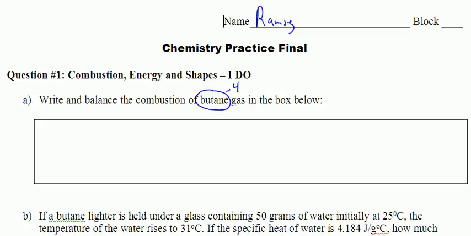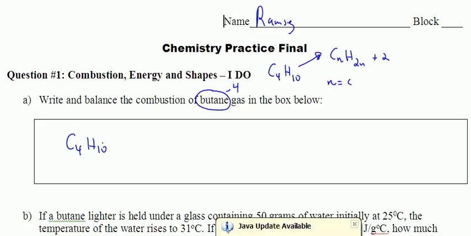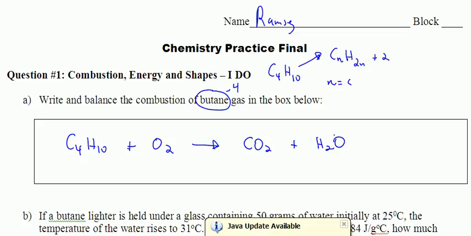Okay, but means 4, therefore butane would be C4H10. That comes from CnH2n plus 2, where n equals the number of carbons. So C4H10 plus O2 goes to CO2 plus H2O. Put my lines in the front.